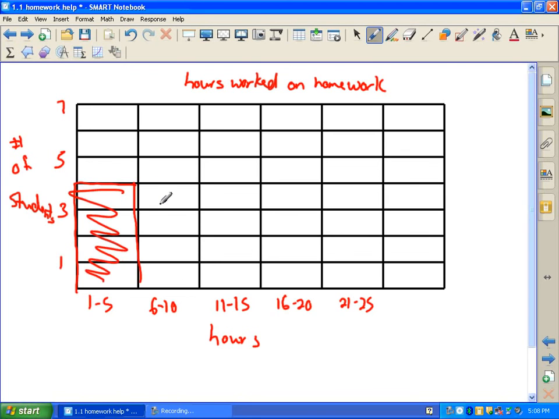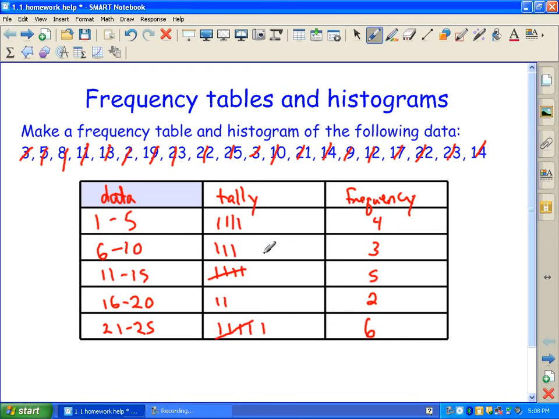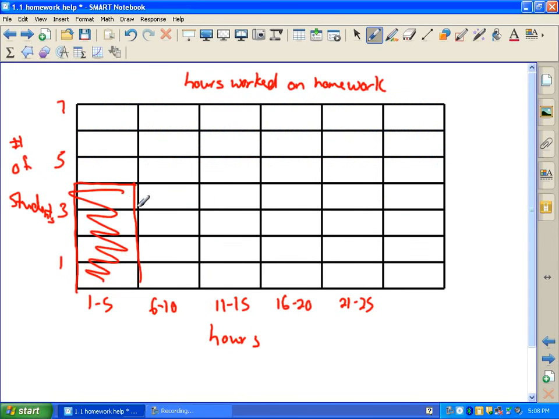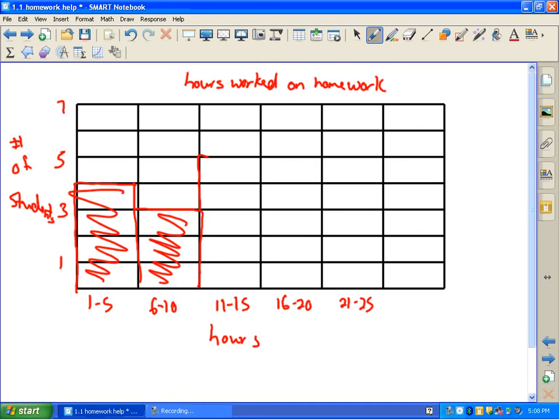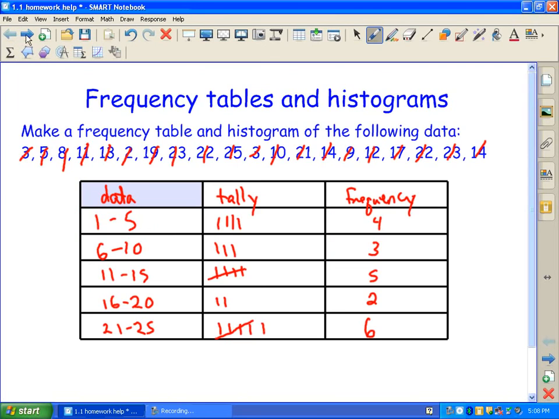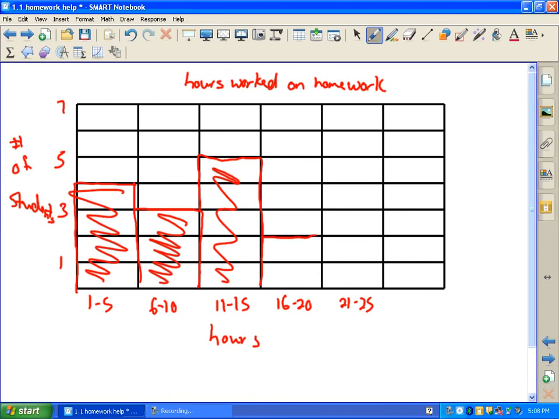Now the difference between a histogram and a bar graph is that in a histogram the bars actually touch each other. So my next interval had a frequency of 3. So touching this bar, coming over here, is the next one. The third interval had a frequency of 5. So I'll bring this one up to here. My fourth one had a frequency of 2, and that touches off of that bar. And my last one had a frequency of 6. So I'll bring this one all the way up here. And those bars do touch.